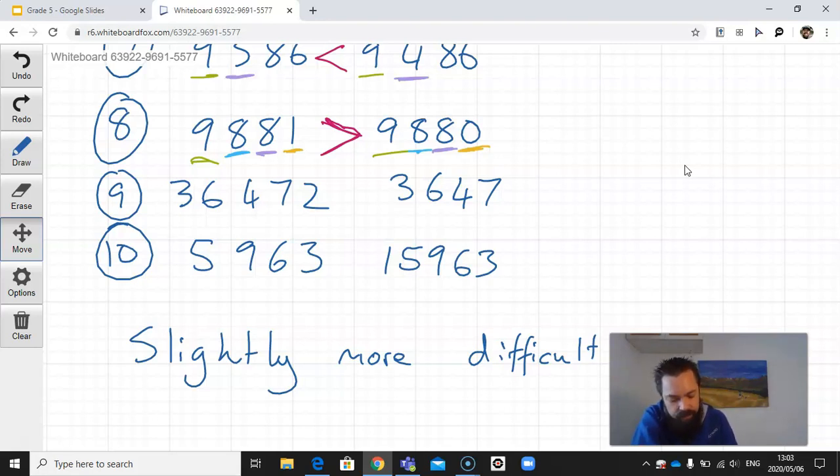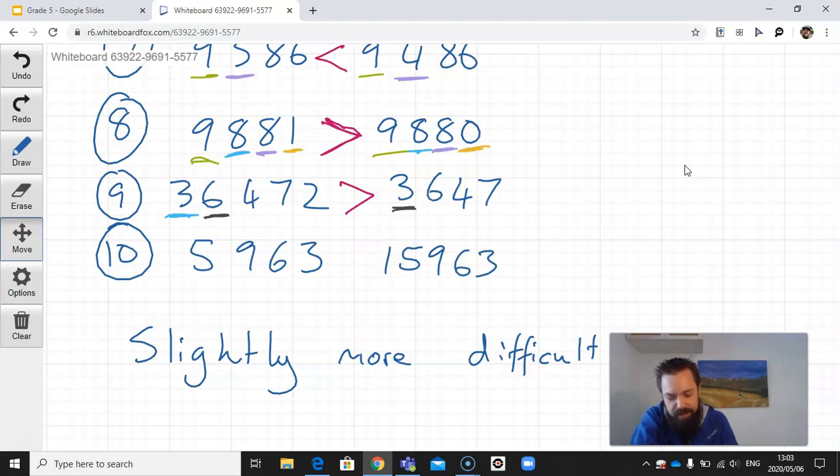But if I look at my thousands column over here, in fact, the biggest grouping on this side is my 10,000s column, and this side has nothing in the 10,000s column. So I don't even need to go further than seeing which of the two numbers has more digits, and I can get my answer. 36,472 is greater than 3,647. I think I said the first number incorrectly, but there it is.